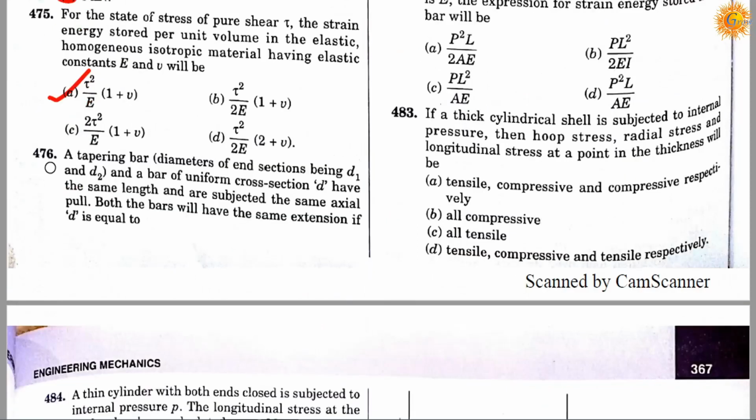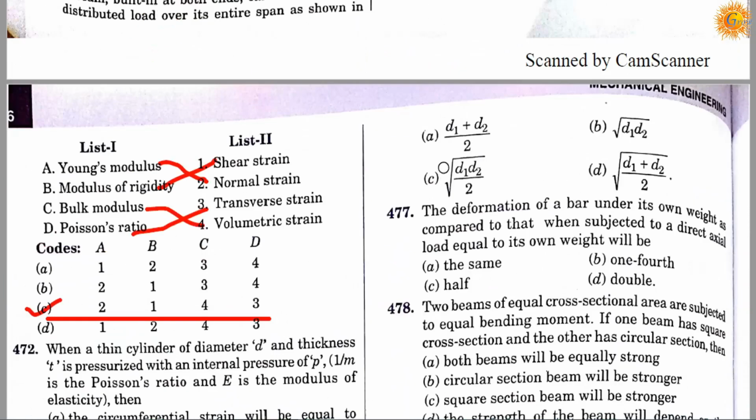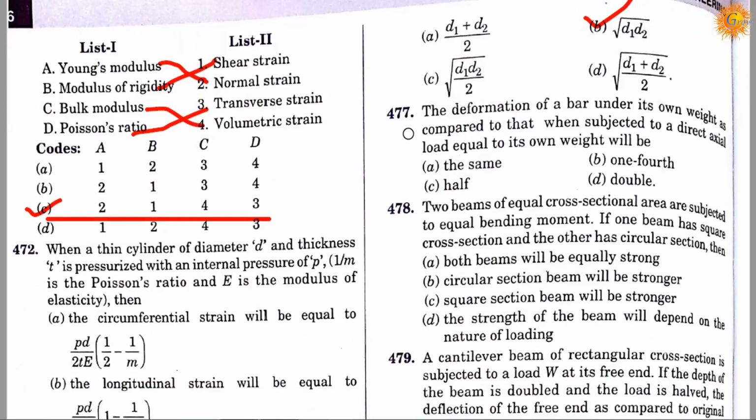Question number 476. A tapering bar, diameters of end sections being D1 and D2, and a bar of uniform cross section D having the same length are subjected to the same axial pull. Both the bars will have the same extension if D is equal to: option A D1 plus D2 divided by 2, option B under root D1 D2, option C under root D1 D2 divided by 2, option D under root of D1 plus D2 divided by 2. So the correct answer is B. It will be under root of D1 D2. Okay. Question number 477.